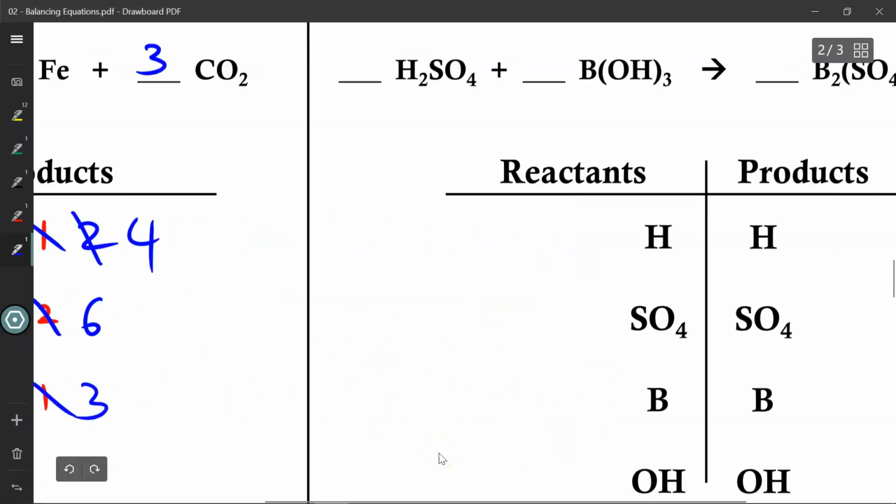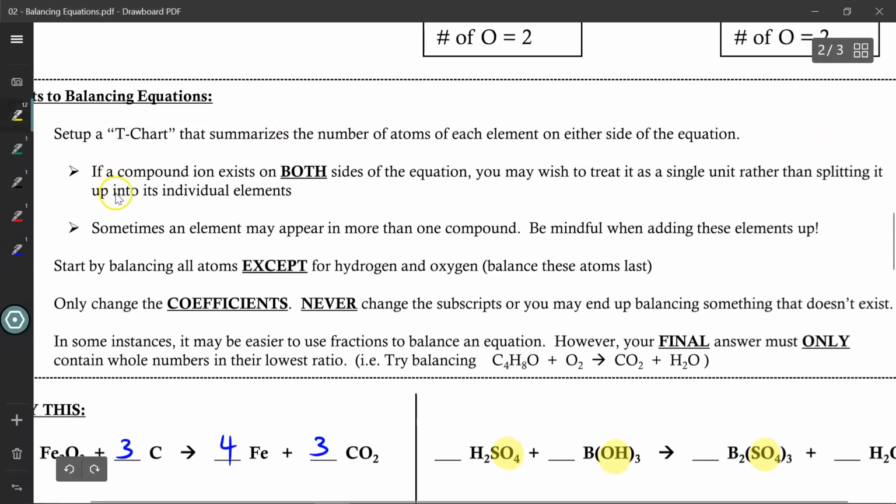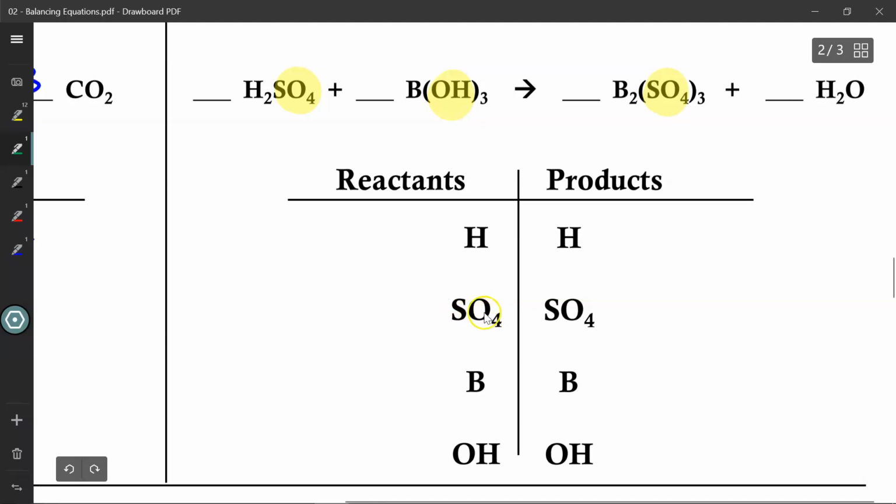All right, moving ahead. Now this one's interesting. You'll notice that there are compound ions present. One of the hints that I gave you is that if a compound ion exists on both sides of the equation, must be both sides of the equation, you may wish to treat it as a single unit rather than splitting it up into its individual elements. So instead of separating the sulfate out into sulfur and oxygen, I can instead keep them as a unit because they didn't break up.